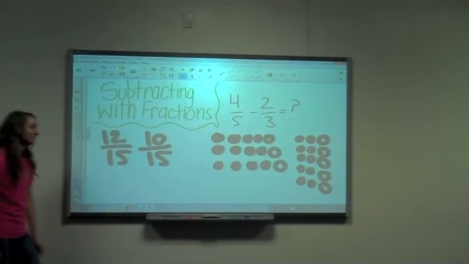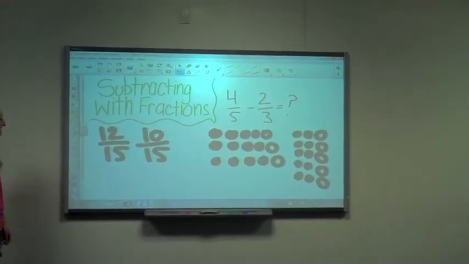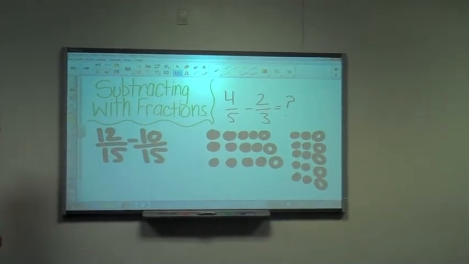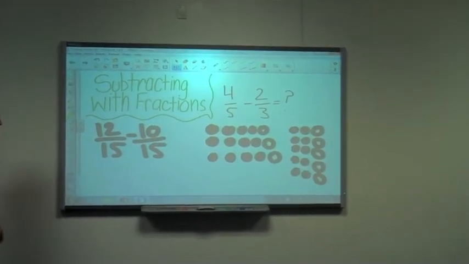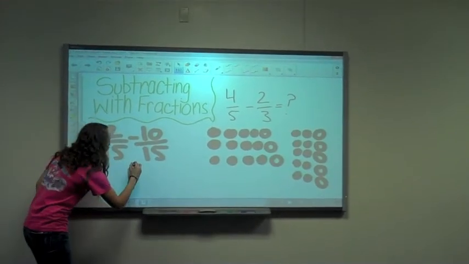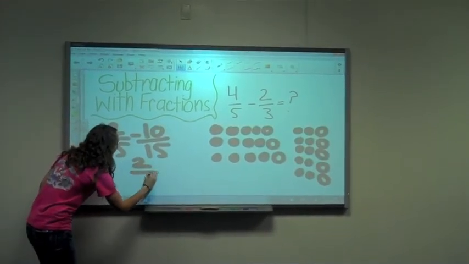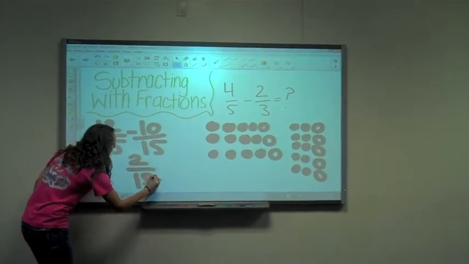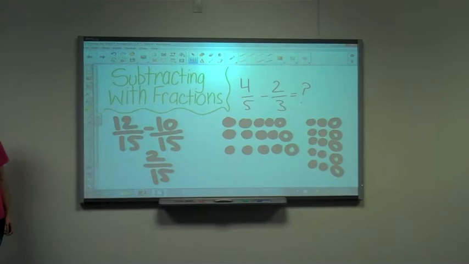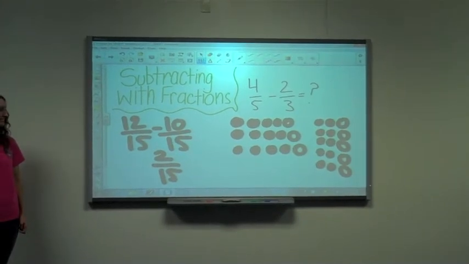10/15. So now, since you have common denominators on the bottom, you can subtract the same way you would when using common denominators, and you should get what? Well, 12 minus 10 is 2, so 2/15. Excellent job.